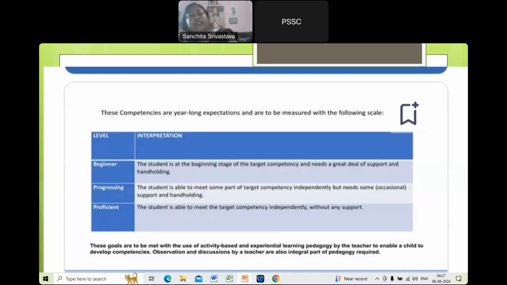Then, progressing. The student is able to meet some part of the target competency independently, but needs some occasional support and handholding. See, when the child is progressing, the child is already good and competent in that particular subject. But there are some areas where the child is a little bit fluctuating in the progress. There, who will help? Three people can help: the teacher, the parent, and peer support. So this is the explanation for progressing.